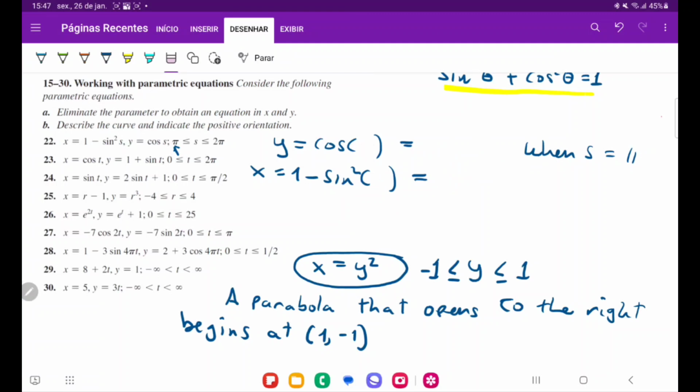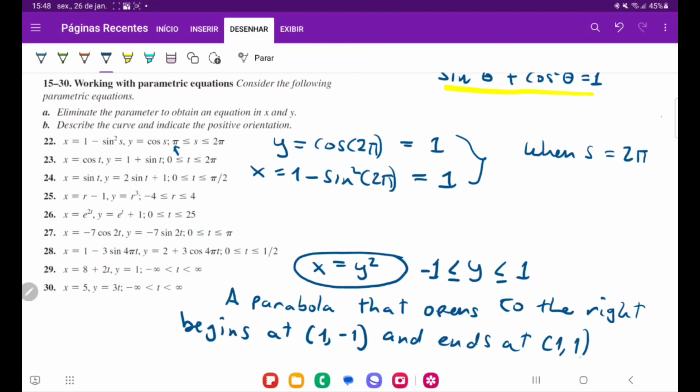And now let's put in the upper boundary. When s is equal to 2 pi, y is cosine of 2 pi, which is just 1. And x is 1 minus sine squared of 2 pi. Sine squared of 2 pi is just 0, so x is 1 minus 0, which is 1. This is when s is equal to 2 pi. So it begins at 1 comma minus 1 and ends at the point 1 comma 1. Because this is a parabola, it would begin down here at the point 1 comma minus 1, then go around and end up here at the point 1 comma 1. So that is it for problem 22.